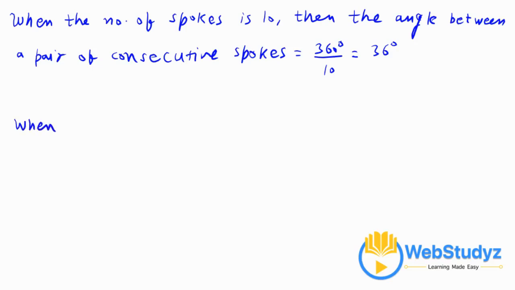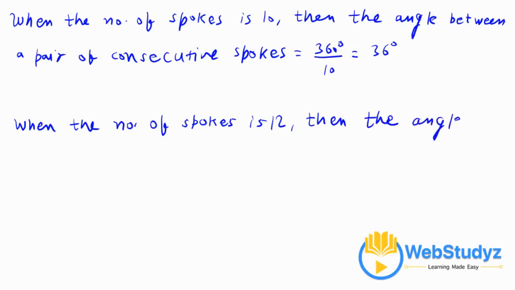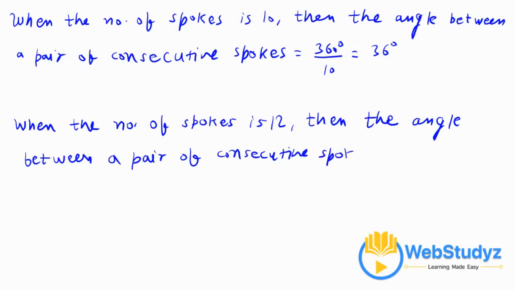Now when the number of spokes is 12, then the angle between a pair of consecutive spokes will be 360 degrees divided by 12, which comes out to be 30 degrees.